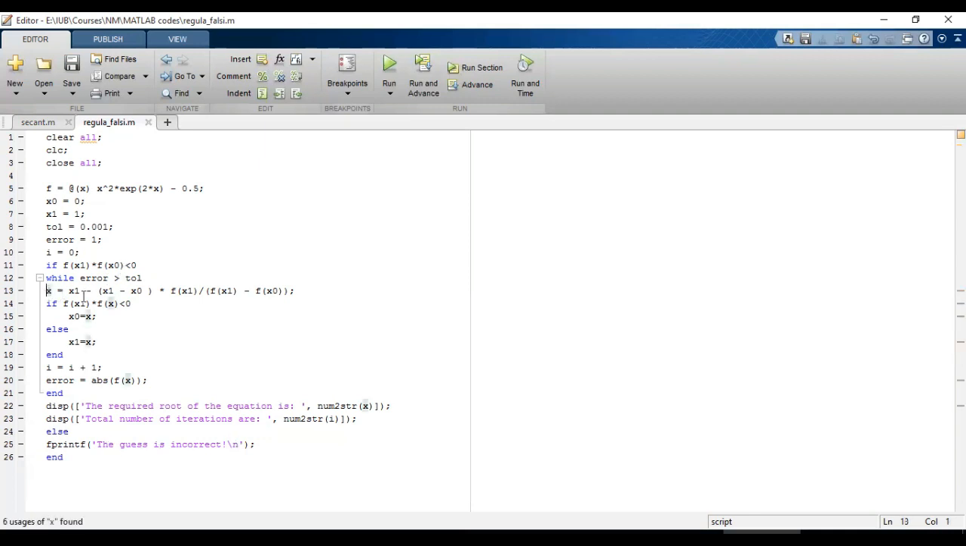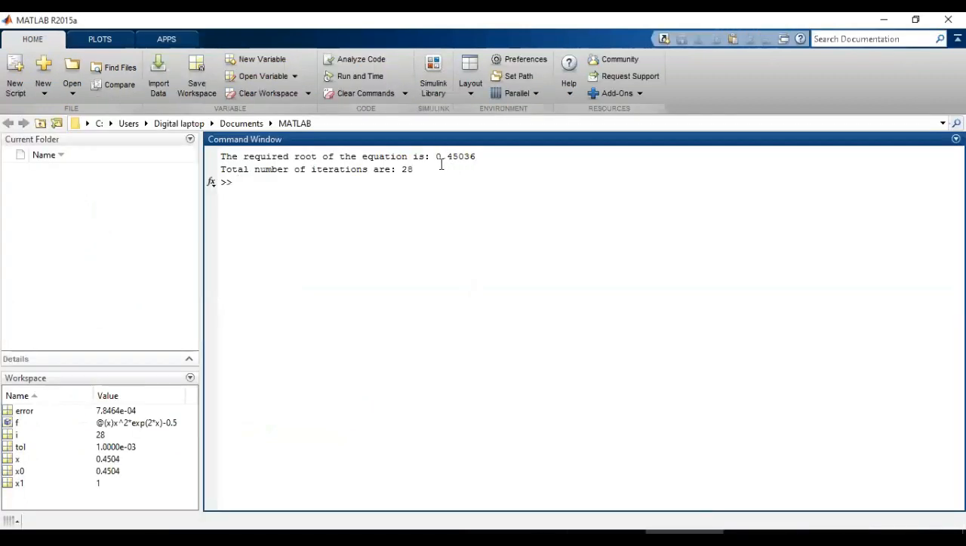So this is the solution of the secant, and it will give us the value of x at which the secant crosses the x-axis, and this is the if condition, and based on the position of the solution, we will discard one of the previous 2 points as I have discussed. So now let's run this code, and when I run this code, we get the correct solution, which is 0.45036, and the total number of iterations are 28.